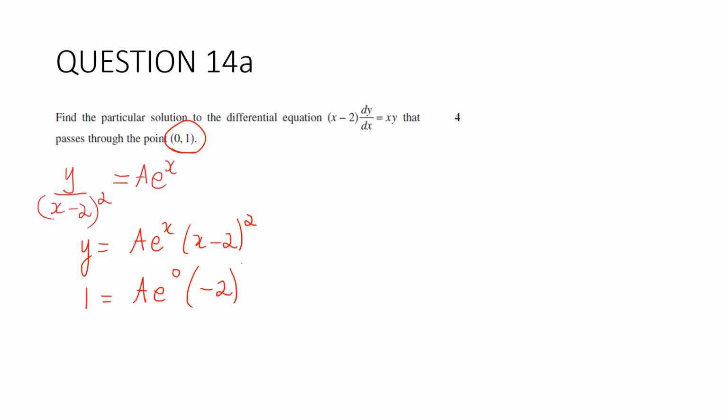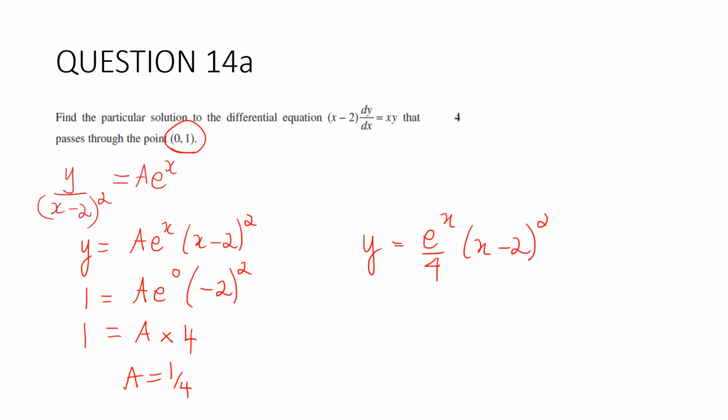Negative 2 all squared, which is equal to 1, is equal to a times 4, so a is equal to a quarter. So our particular solution is y is equal to e to the x on 4, x minus 2 all squared.